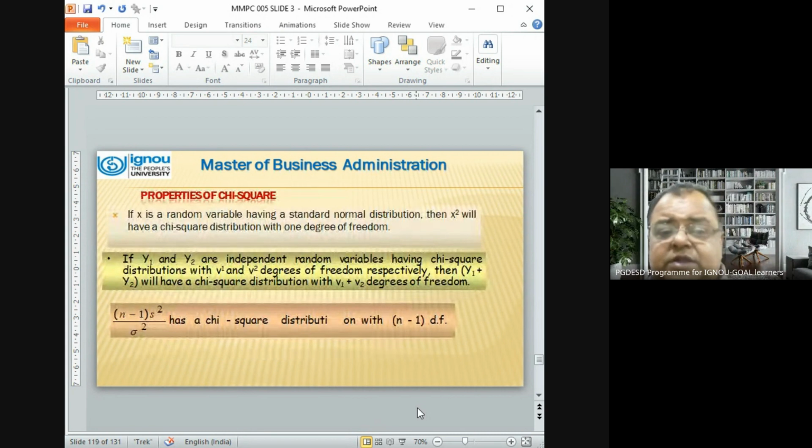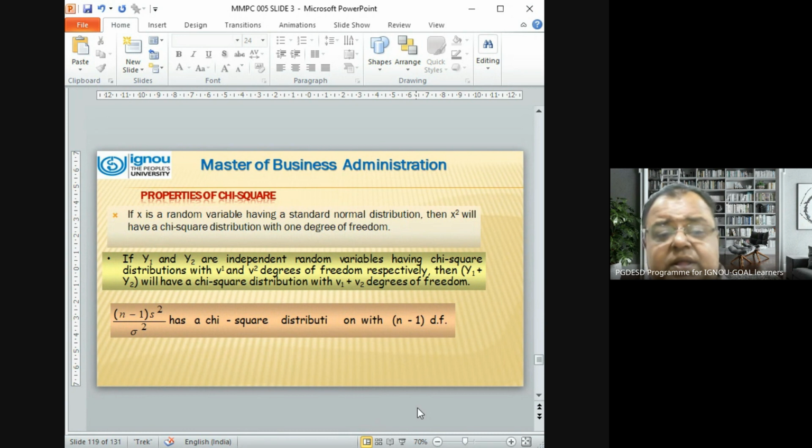What are the properties of chi-square? If x is a random variable having a standard normal distribution, then x squared will have a chi-square distribution with 1 degree of freedom. If y1 and y2 are independent random variables having chi-square distribution with v1 and v2 degrees of freedom respectively, then y1 plus y2 will have a chi-square distribution with v1 plus v2 degrees of freedom.